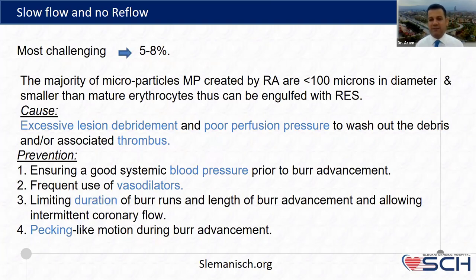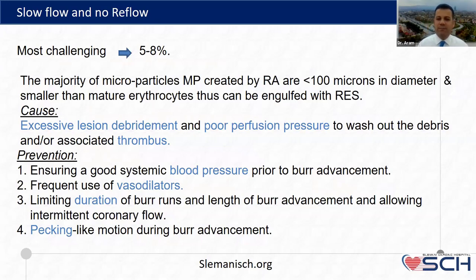Actually, the majority of the macroparticles that have been ablated by rotational atherectomy will be ablated to particles less than 100 micron in diameter. Definitely, these are smaller than the mature erythrocyte, and they will be taken up by the reticuloendothelial system. But there are some situations related to technique that might lead to slow flow and no-reflow. For instance, if we do a lot of lesion debridement. We say that we use a pecking movement, not going more than 15 seconds, and we go 3-4 rounds. If after that we think it's good, we are not going to do a lot of rounds, because making a lot of debris, a lot of injury, and producing a lot of heat in the endothelium might lead to a complication.